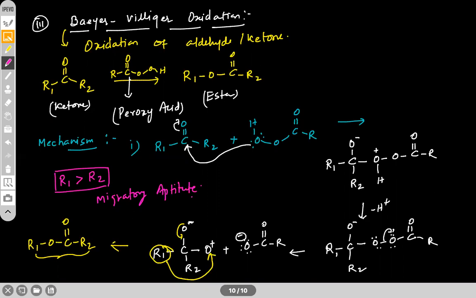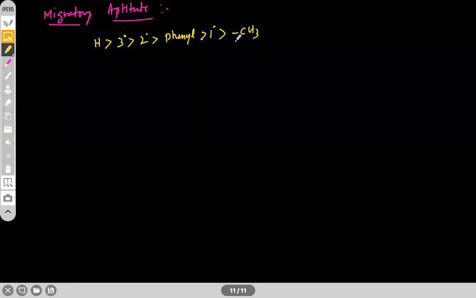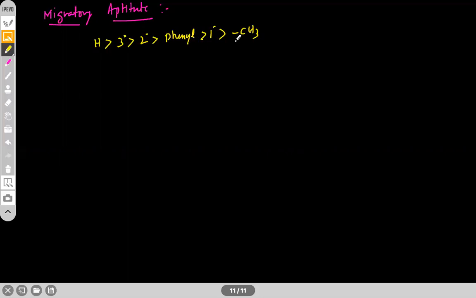Okay, so migratory aptitude you have to memorize. I'll just write it down here. Like I told you, mechanism is not important here. You just need to know migratory aptitude, nothing else. Migratory aptitude of hydrogen is maximum. Then we have 3 degree, 2 degree, then phenyl, 1 degree, and then alkyl. This is the migratory aptitude. So the one which is a better migrator between that and the carbonyl carbon, you attach one oxygen there. That is the answer. Nothing else.